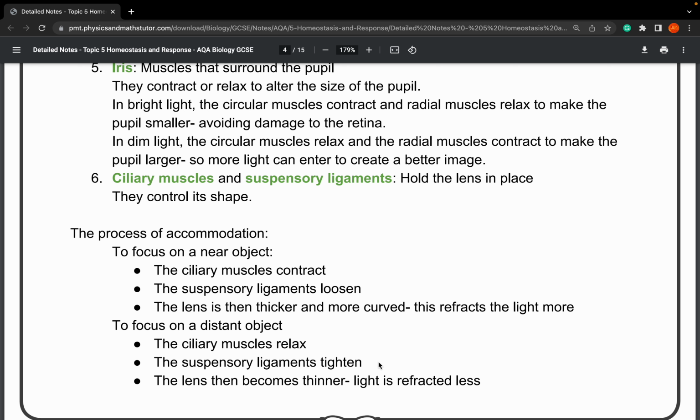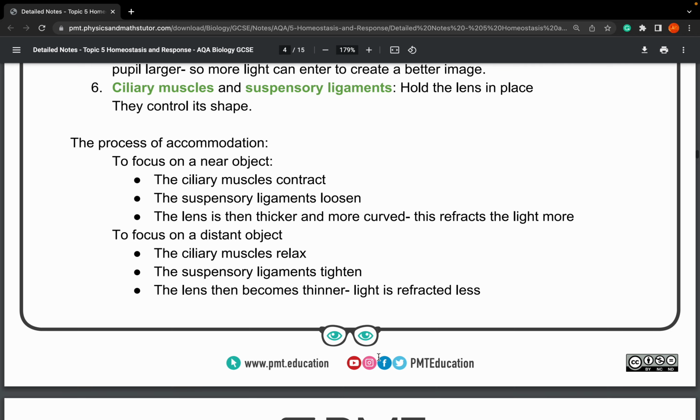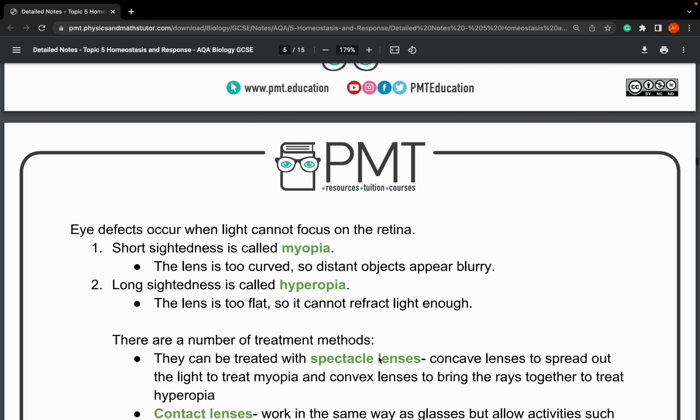Opposite, suspensory ligament loosens, lens becomes more curved. Lens becomes, see me, more curved. In seeing distant things, it becomes more flat. Okay, flat. So exactly opposite is the focus to a distant object. Ciliary muscles relax, suspensory ligament tightens, lens becomes thinner. Okay, light is refracted less.